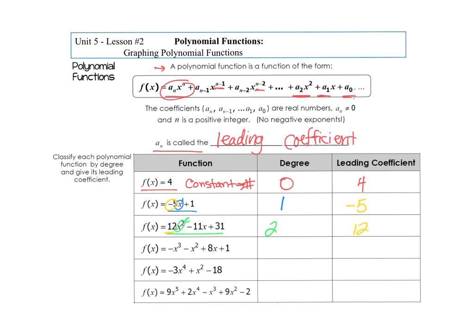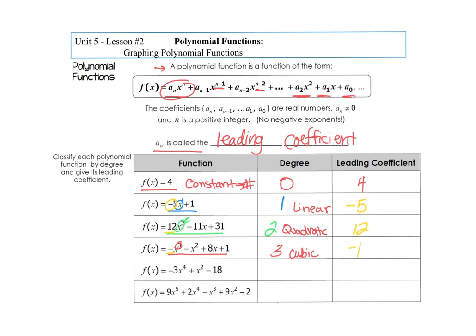Okay, if we have f of x equals negative x cubed minus x squared plus 8x plus 1, the degree will come from the highest exponent, which is 3. It's cubic. Maybe I should put all these in here. 3 means cubic, 2 is quadratic, 1 is linear. Okay, so if we have this x cubed, the leading coefficient comes from the coefficient. We just have a negative sign. Remember, that's the same thing as negative 1. So negative 1 would be our leading coefficient.